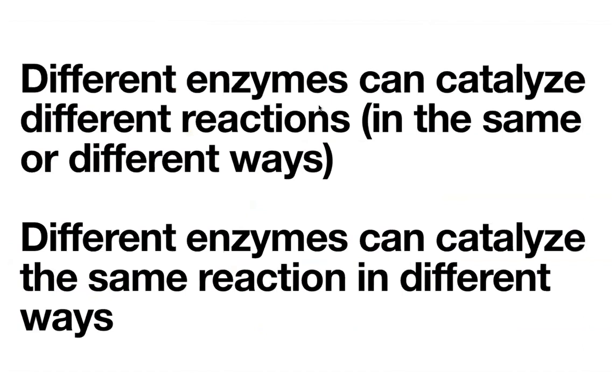Now, different enzymes can catalyze different reactions in the same or different ways. So remember, we have a lot of different enzymes, but at their heart, they all share similar basic strategies that we can talk about. And because we have so many different enzymes, in part so that we can have specificity, so that we can have all those different enzymes that can only recognize and work on certain things, so that you can then regulate what's happening when. You can also have different enzymes catalyze the same reaction in different ways.